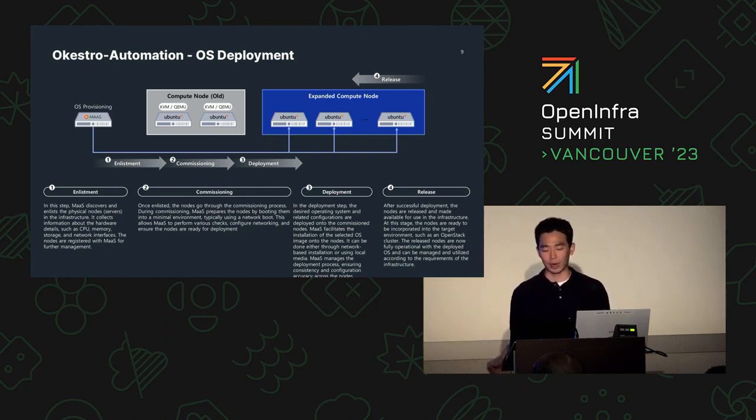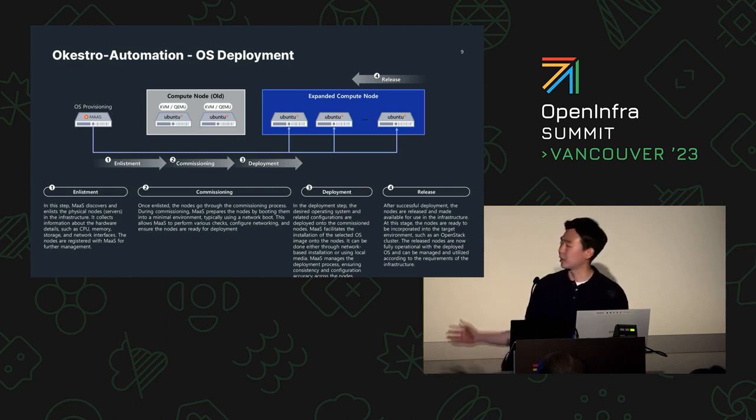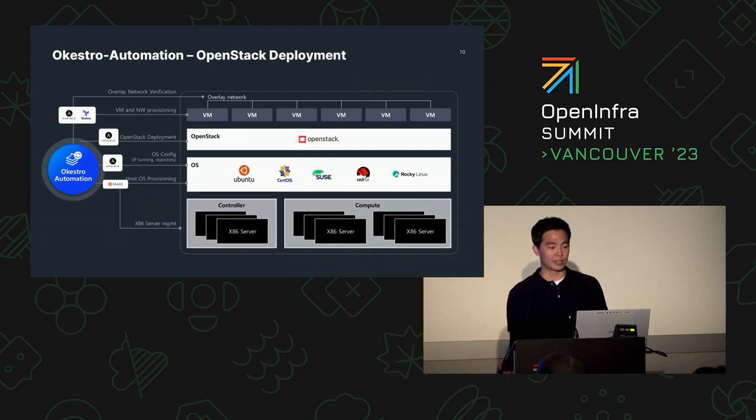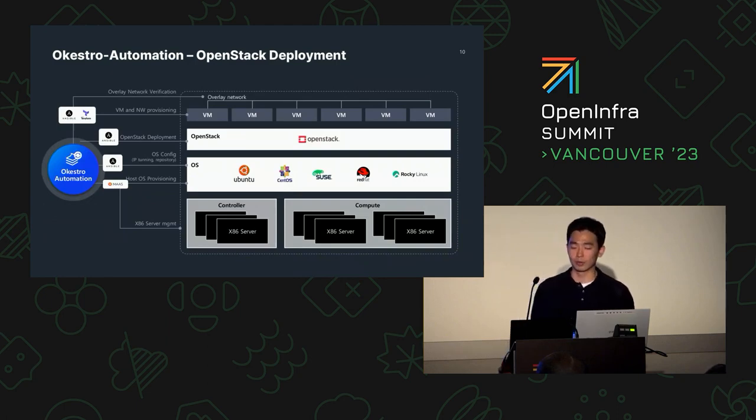In the commissioning, once you identify the nodes, you go through the commissioning process, including network configuration and ensuring that the nodes are ready for deployment. And then in the deployment stage, you really just deploy the OS into the nodes. And then in the release stage, once the OS has been deployed, the nodes are released from the MaaS control, indicating that the nodes are ready to be used and utilized. So this, I think, is fairly straightforward. It's fairly simple. And then next is our OpenStack deployment stage.